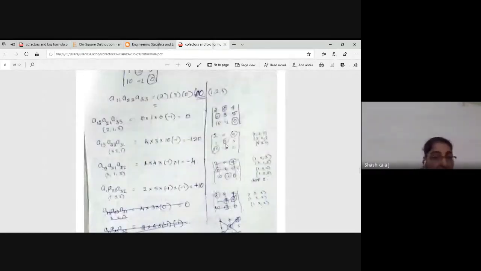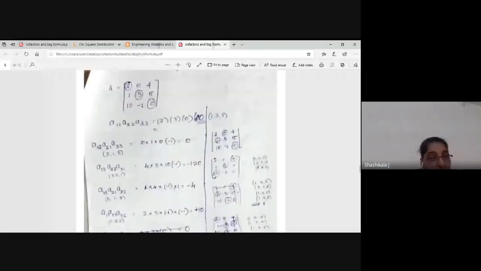First I will choose one, and you have to write it separately. 4 I have chosen, 3 I have chosen. This one, please write it again. And in the third row, what is the remaining possibility? It is only 10. So what is your combination? It is 3, 2, 1. Is it not? Your column combination is 3, 2, 1.